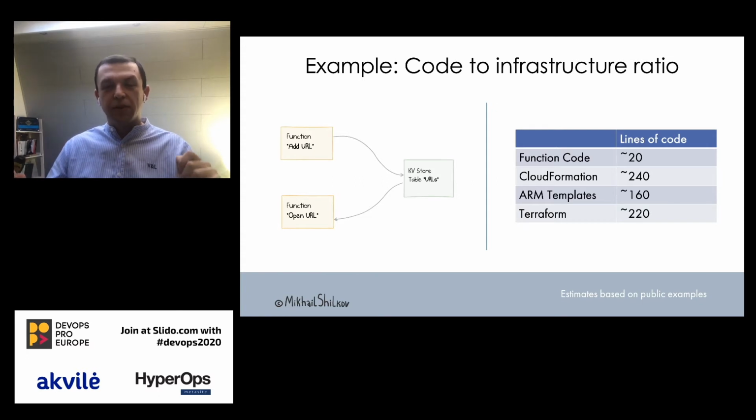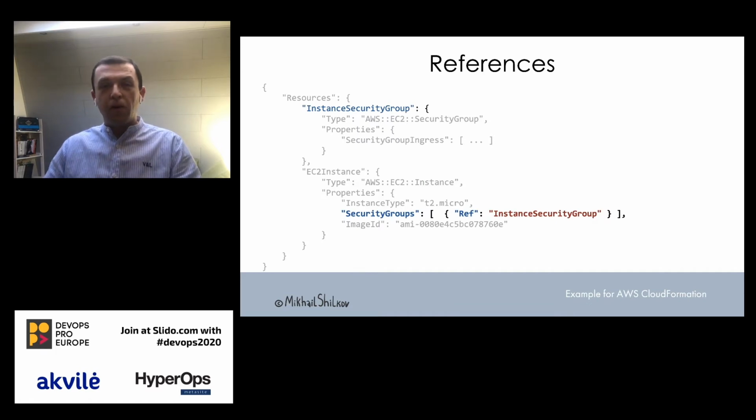But in order to provision all the resources in Azure or AWS, all the API gateways, permissions, and whatnot, I had to write about 200 lines of markup for those resources. So 20 lines of code, 200 lines of markup, an order of magnitude difference. And I want to be focused on writing code and not writing markup. So this doesn't feel right to me.